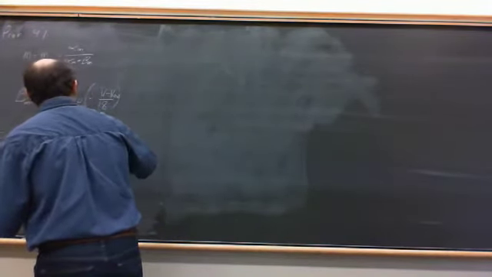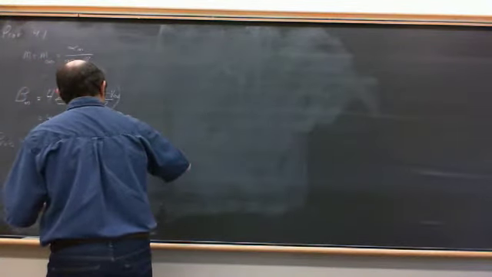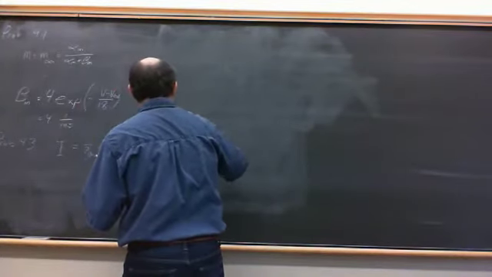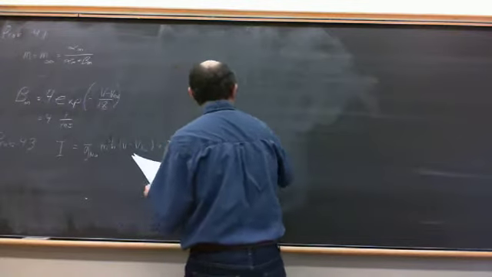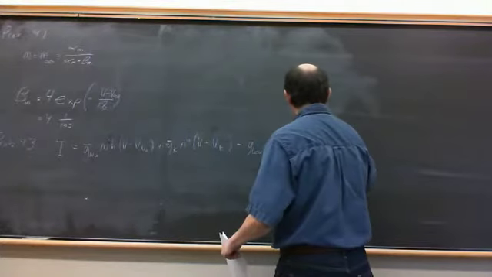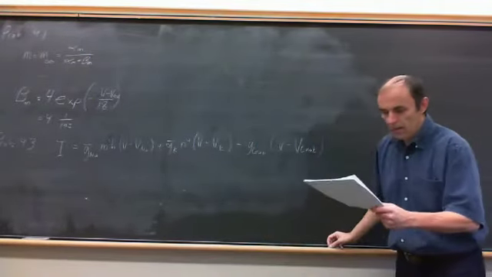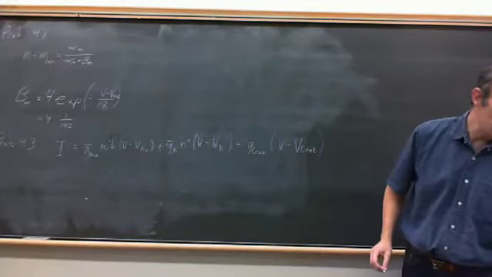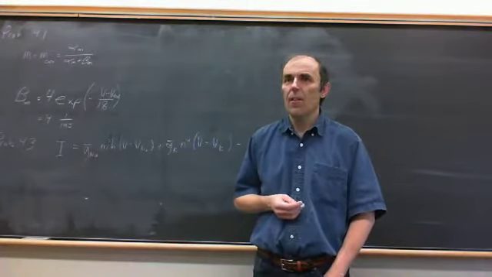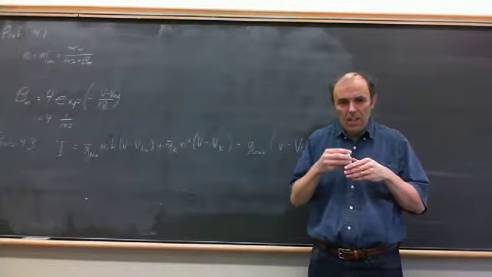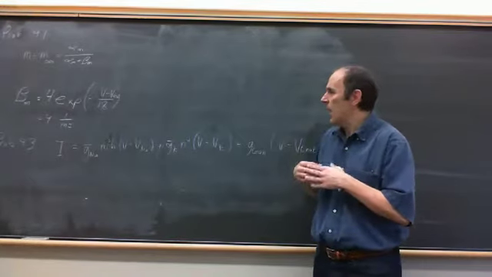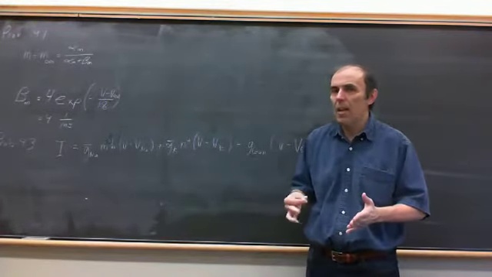We had g_Na bar m cubed h (V minus V_Na) plus g_K bar n to the fourth (V minus V_K) plus g_leak (V minus V_leak). Now, what I want you to do is calculate the resting membrane conductance. At rest, if you stimulate with a small current, the voltage changes a little bit, and it's going to have an effective conductance for the membrane. And that's what you want to get.